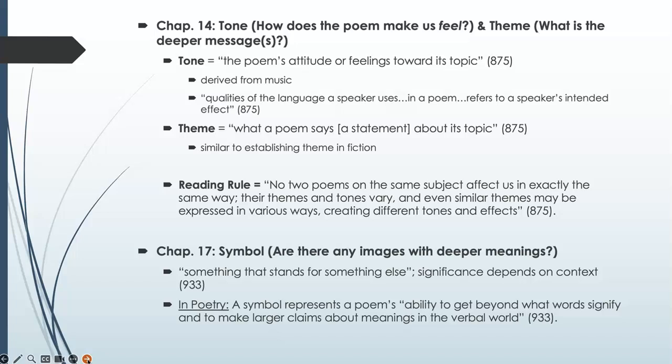So then the next one is tone. Obviously, we had talked about this in terms of fiction and drama. How does the poem make us feel, right? Again, a lot of emotions around poetry, some of them more intense than others. And then theme, what is the deeper messaging? That literally never changes. And then finally, symbol. So, are there any images associated with the deeper meaning behind the poem?